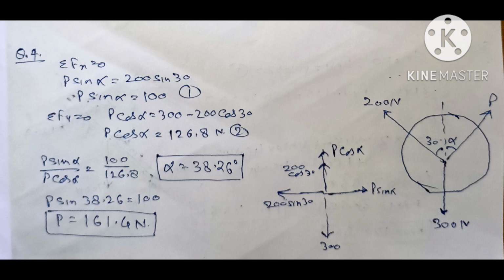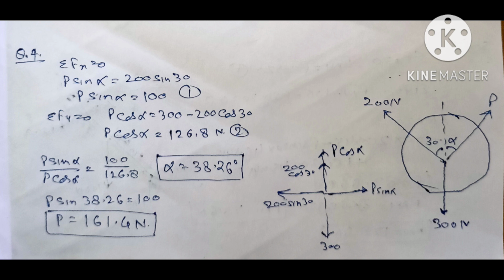Now we can resolve these two inclined forces, P and 200 Newton. It will be P cos alpha in the vertical upward direction and P sin alpha in the positive x direction. Similarly, 200 cos 30 in the vertical upward direction and 200 sin 30 in the negative x direction. Now we can make the equations sigma Fx 0 and sigma Fy equal to 0. So it will give you P sin alpha equal to 200 sin 30 or P sin alpha equal to 100. This is equation number 1.